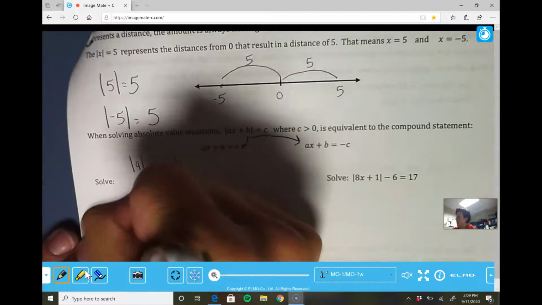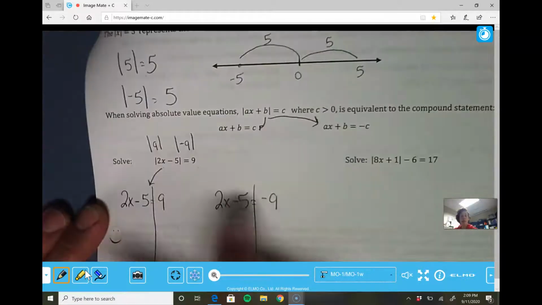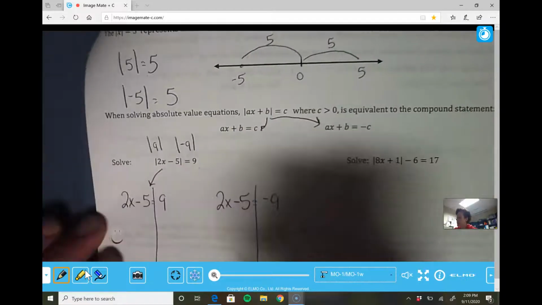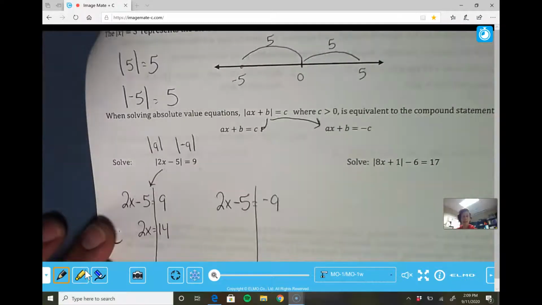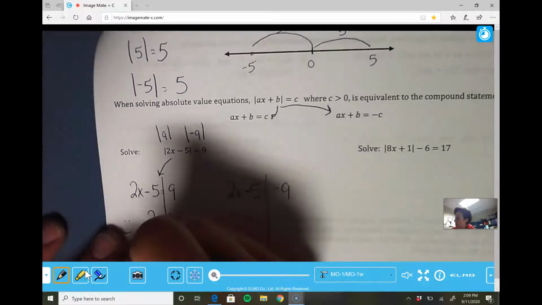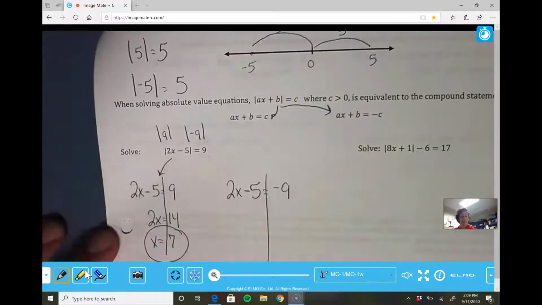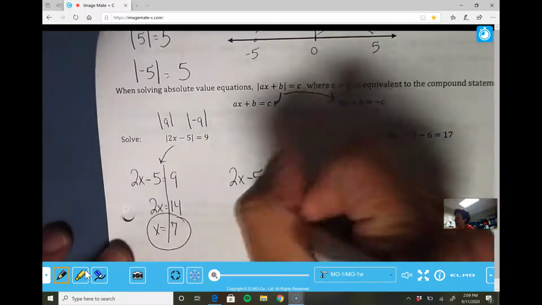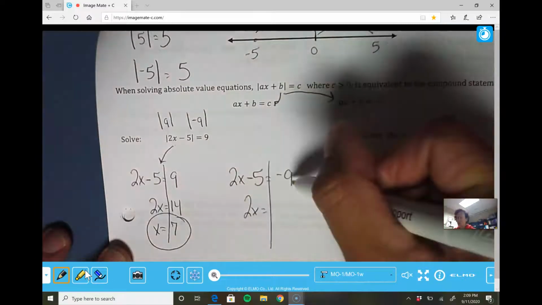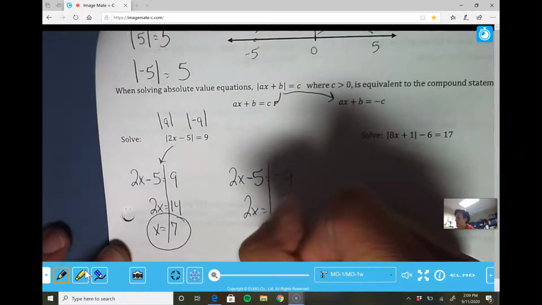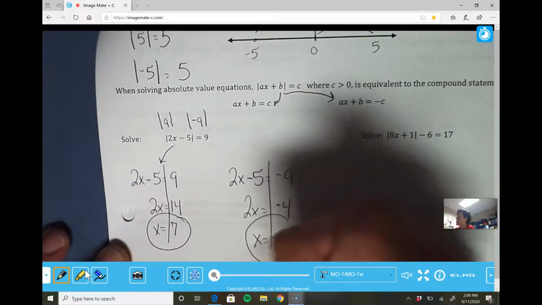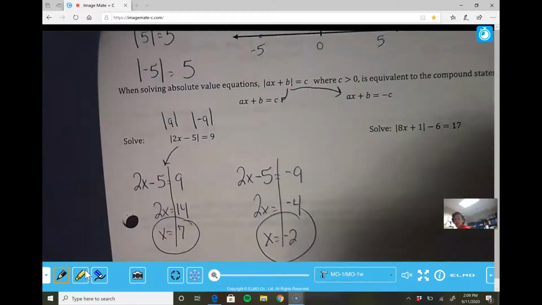So you're going to have two problems to solve. The steps will be the same. The results will be different. So here I'm going to add 5, and that gives me 14. And then I'm going to divide by 2. So one of my answers is 7. And then here I'm going to add 5. But this time when I add 5, I'm adding it to negative 9, and that gives me negative 4. And then when I divide, I get negative 2. So two answers will work for this problem.